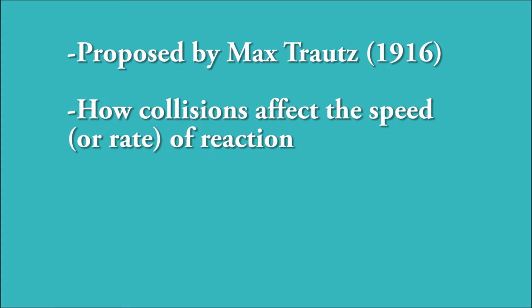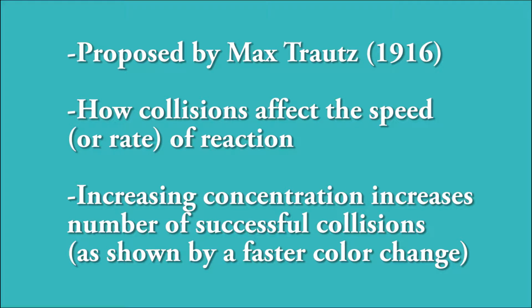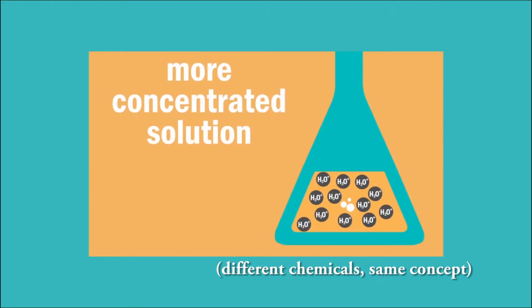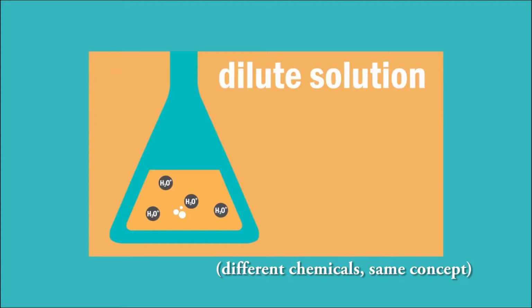In this experiment, collision theory allows us to determine the rate of our reaction, basically how collisions affect the speed of the reaction. From this lab, we know that increasing the concentration of reactant molecules leads to a higher number of successful collisions. When we increased the amount of KIO3 in the reaction, there were more collisions and the color change proceeded faster. When the solution of KIO3 was diluted with water, there were fewer collisions because the concentration was lower and the reaction proceeded much slower.